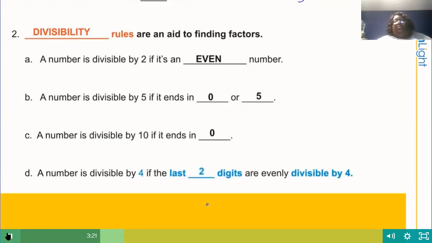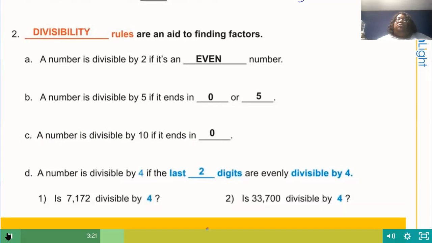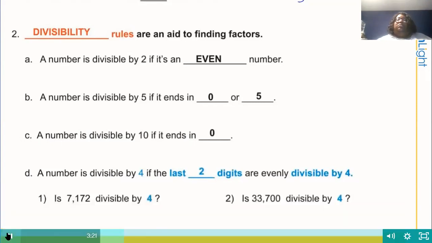2. All right, hopefully you're thinking 2. If the last 2 digits are evenly divisible by 4. What do I mean by that? Let's take a look at this number right here. So is 7,172 divisible by 4? So what I want to do is take the last 2 digits, 72, and ask, is 72 evenly divisible?